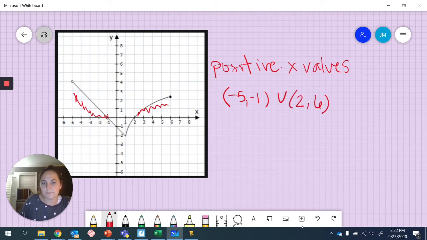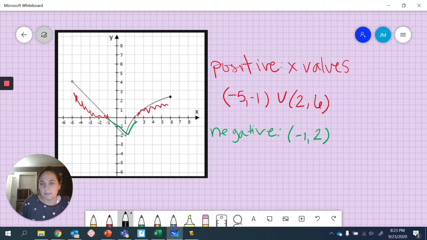Okay, and negative, let's use green. So this section we are below the x-axis, and so those are our negative. So our negative values are going to go from -1 to 2.